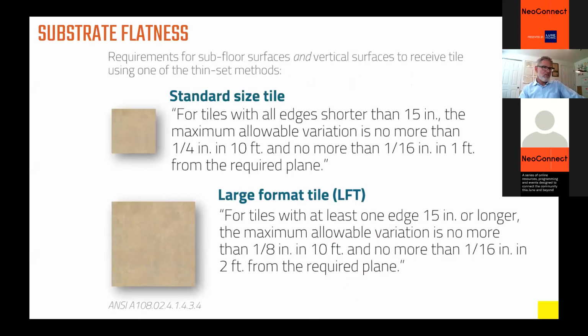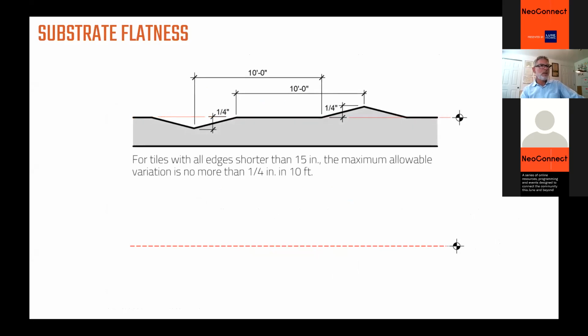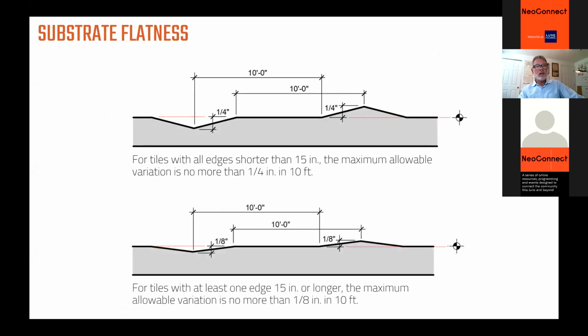So here are the values that the ANSI standards and the Tile Council Handbook put forth. For any tiles that are smaller than 15 inches, the substrate needs to be no more than 1/4 inch in 10 feet from the required plane. For tiles that are larger than 15 inches, in other words large format tiles, we're twice as strict. The substrate has to be no more than 1/8 inch in 10 feet from the required plane. So if the red dotted line is the elevation that you want, this is what small tiles can go over, and this is what large tiles can go over.